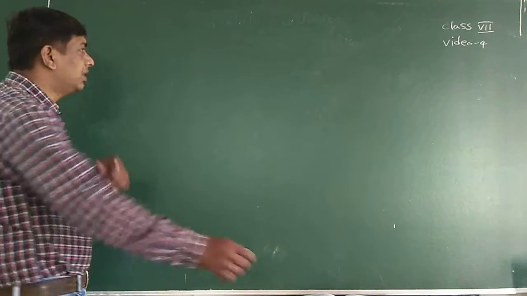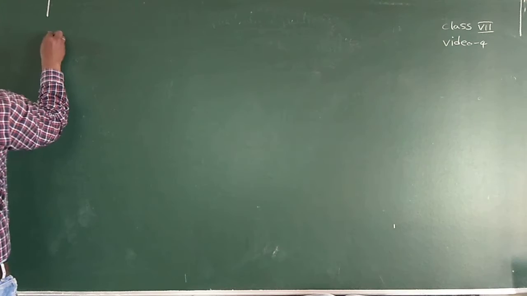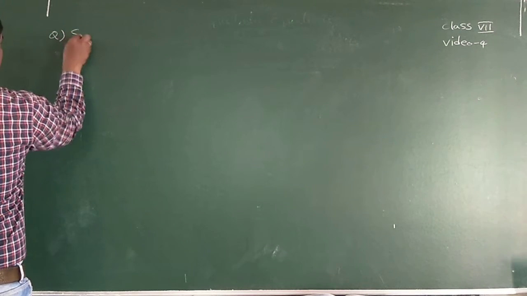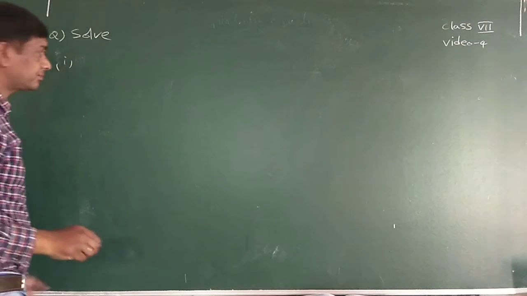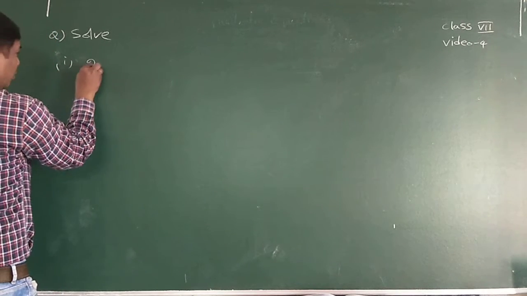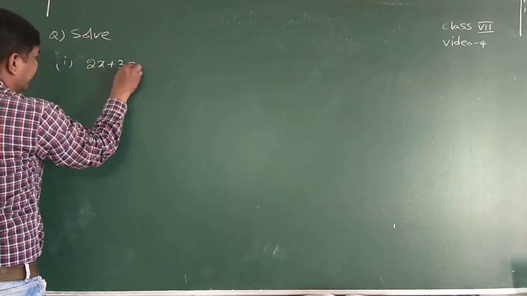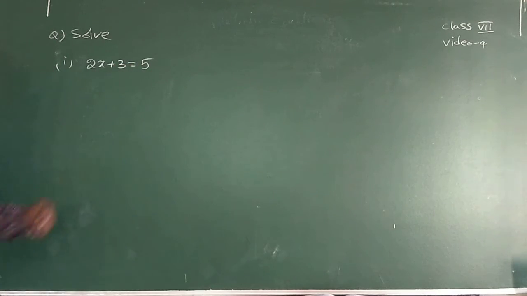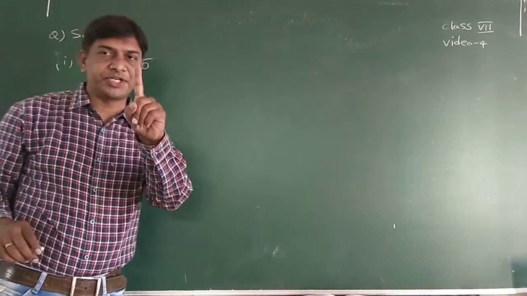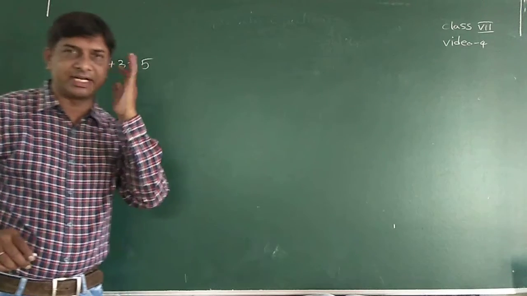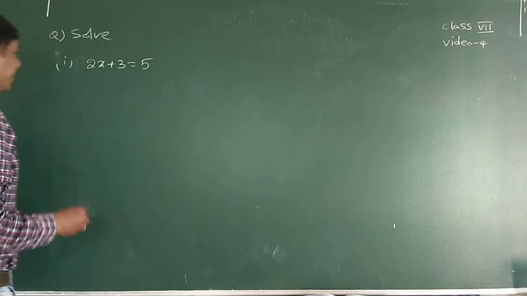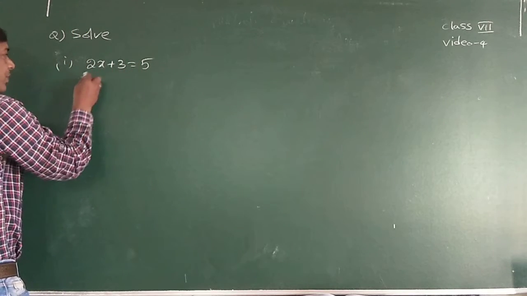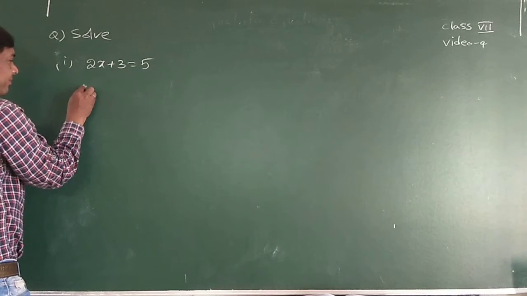Okay, now a few more examples. Solve the following equations. The first question is 2x plus 3 is equal to 5. In the other video we learned about a variable with coefficient one only. Now I am going to take a few combinations also. Simple, 2x plus 3 is equal to 5.